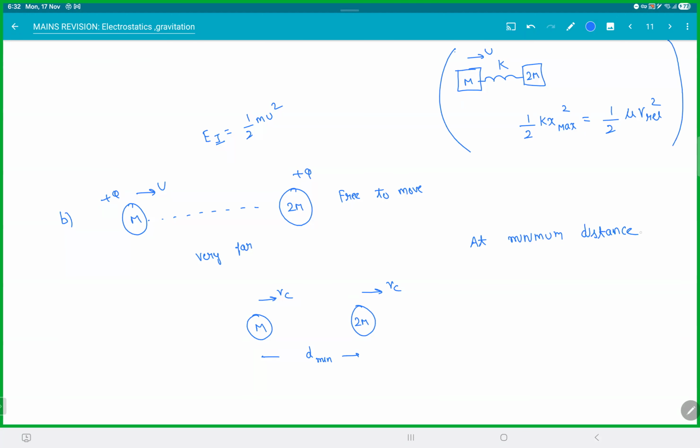So at minimum distance, they have the same velocity. So then you can conserve momentum. M into U is equal to 3m into Vc. Vc is equal to U by 3. This is also actually the velocity of center of mass. Then your final energy will be half 3m V common square, that's your kinetic energy, plus potential energy will be k q square by d minimum. There, E1 is equal to E2. You'll get your answer.